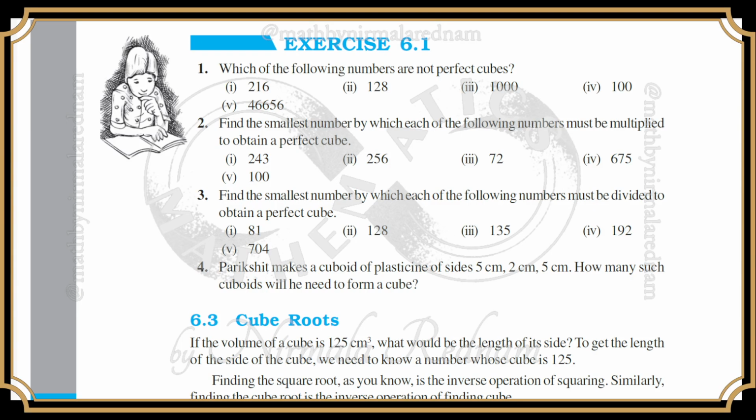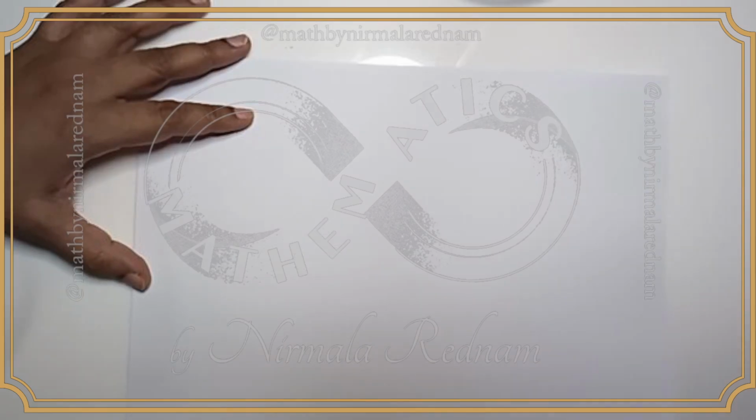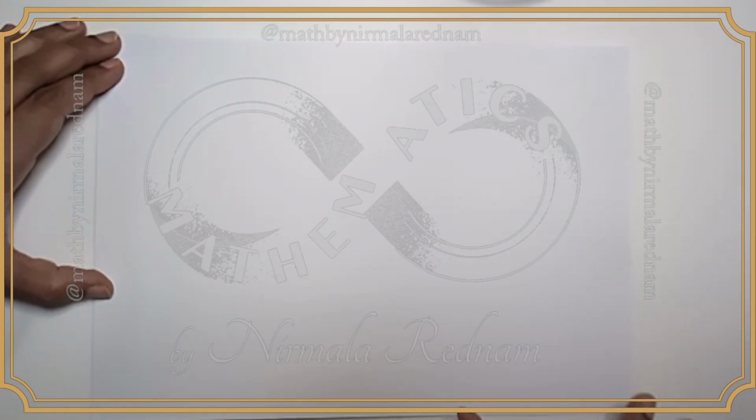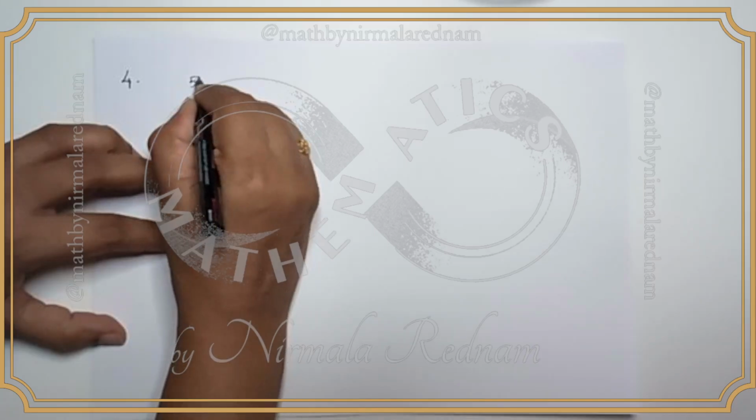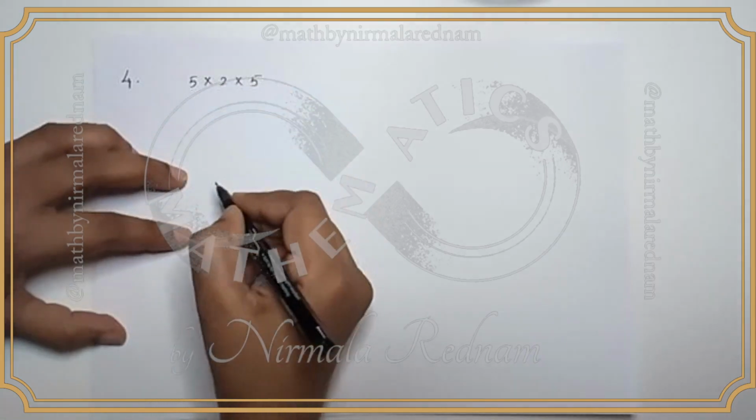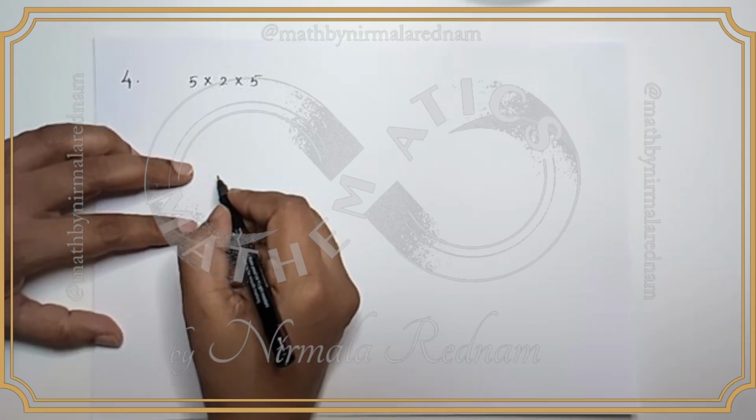Next, fourth question. Parikshit makes a cuboid of plasticine of sides 5 centimeter, 2 centimeter and 5 centimeter. How many such cuboids will he need in order to form a cube? Now here, what do we mean by a cuboid? It is a 3D solid shape with length, breadth and height, which need not be the same, which need not be equal to each other, right? Now, how many such 5 by 2 by 5 cuboids does he need in order to form a cube?